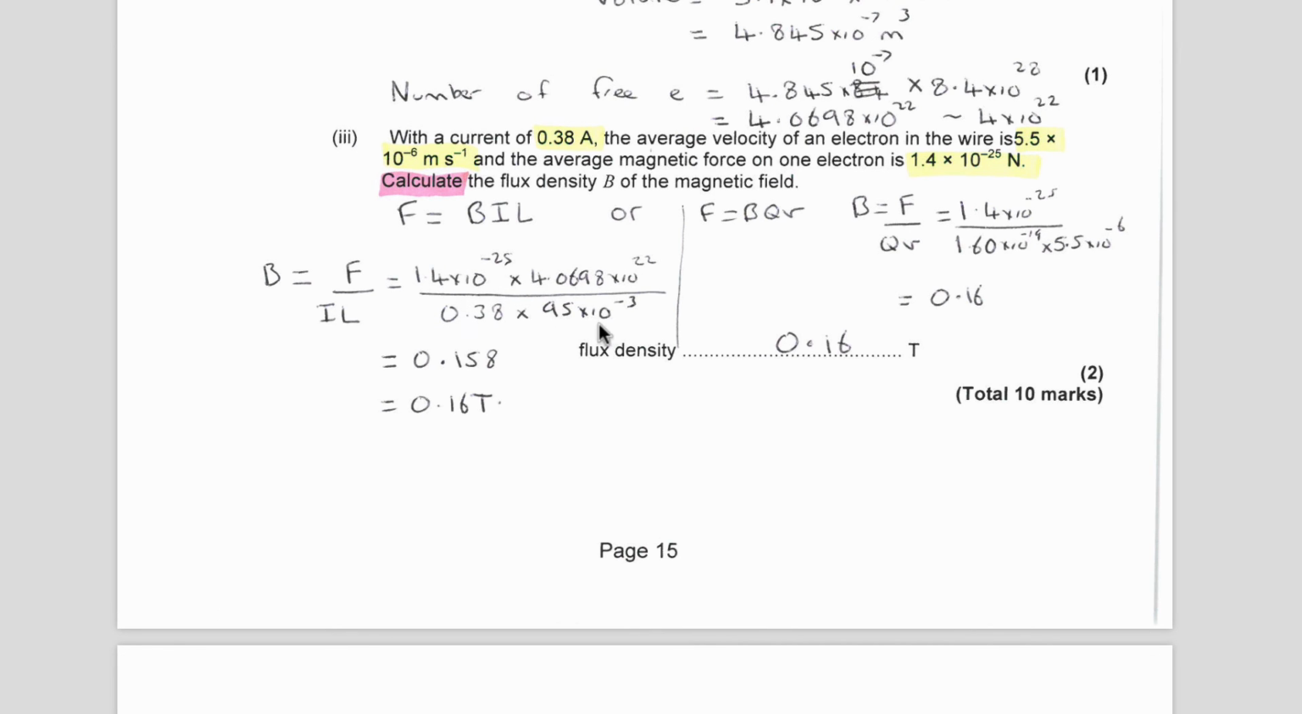This is simply the current, and then this is the length of the wire, and if we put these numbers into our calculator, again we end up with 0.16 Tesla. To be honest, I think I'd go with this method. However, if you use this method, it's equally valid. Okay, so that was question number 11 of the Magnetic Fields homework booklet.